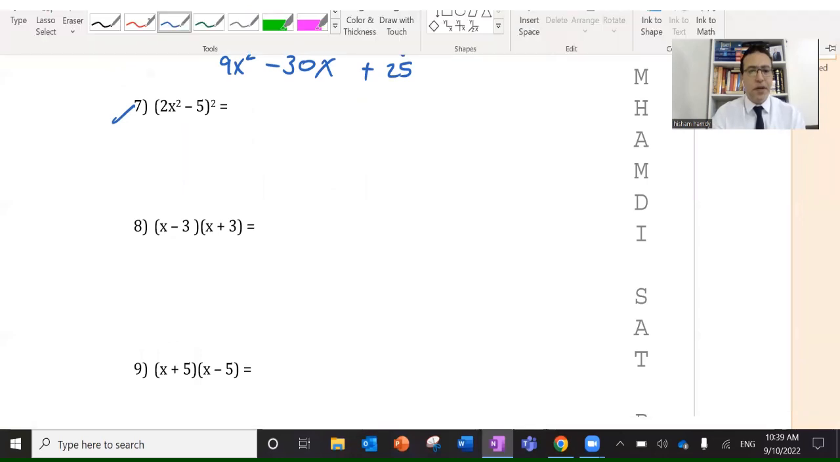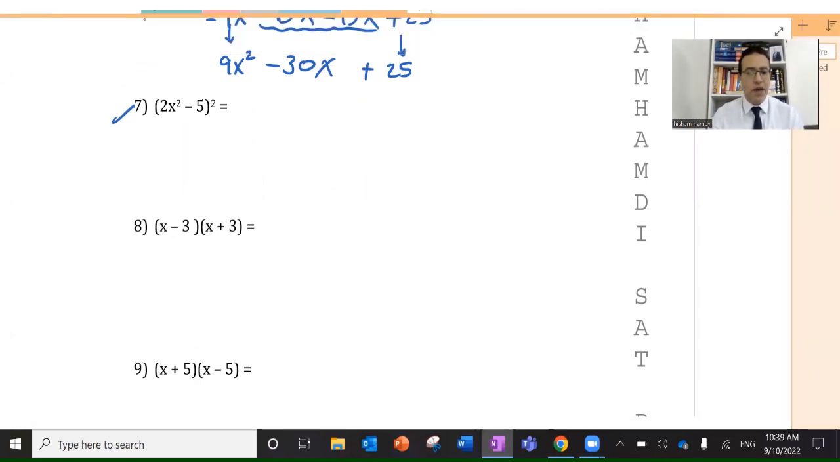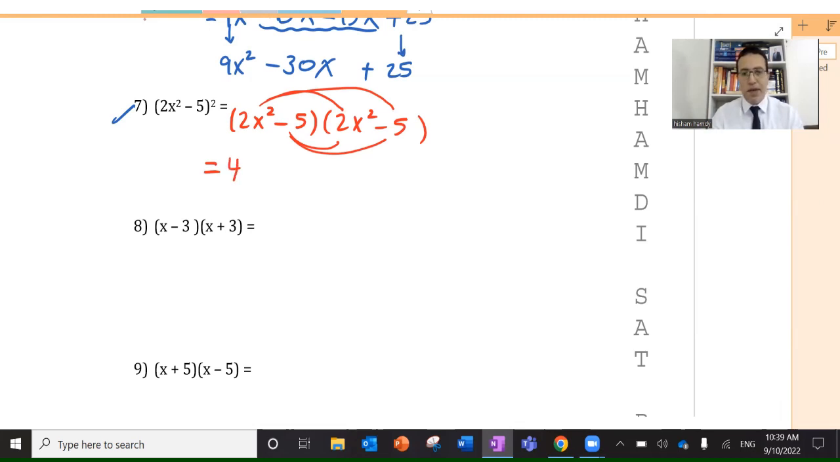2x squared minus 5, all to the power of 2. So it's 2x squared minus 5 multiplied by 2x squared minus 5. First by first, first by second, second by first, second by second. So 2 multiplied by 2 is 4. X squared multiplied by x squared, I'm going to add the power, so it's going to be x to the power of 4.